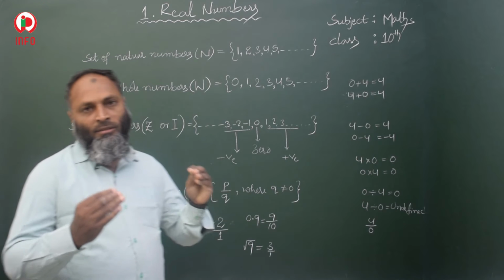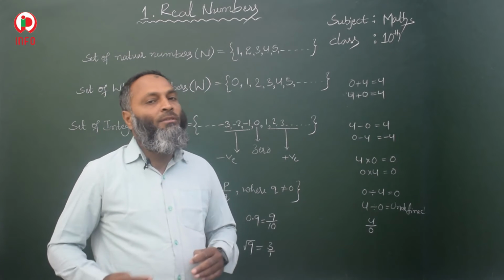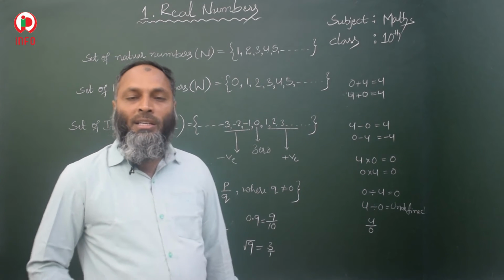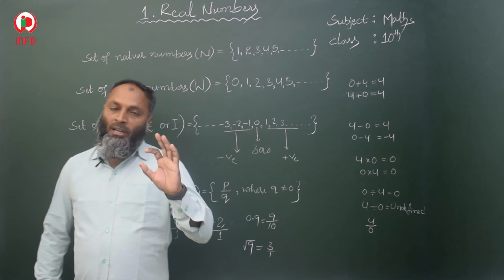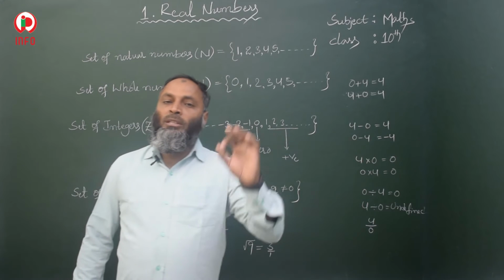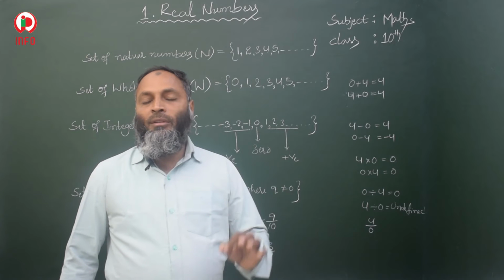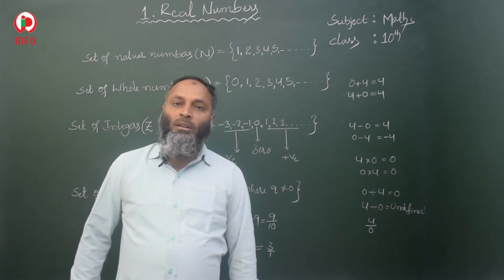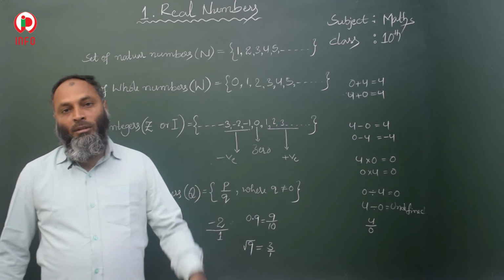The numbers which are in the form of p by q are rational numbers. So this is the important definition. What do rational numbers mean? If a number is in the form of p by q, then that is a rational number. Then what about irrational numbers?